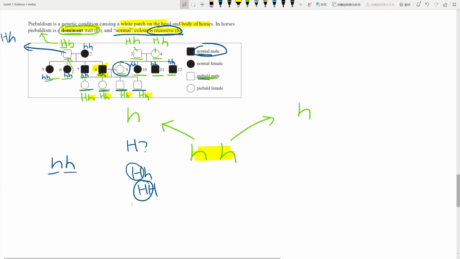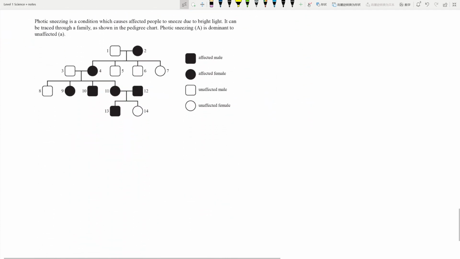Let's do one more before we wrap it up. Photic sneezing. So we're not interested in what the condition is. We're looking at this: the sneezing is dominant to unaffected. Okay, so just look here. So what's unaffected? I always go with the recessive trait because that's going to make your life a lot easier. Unaffected is small a. Unaffected are these guys.